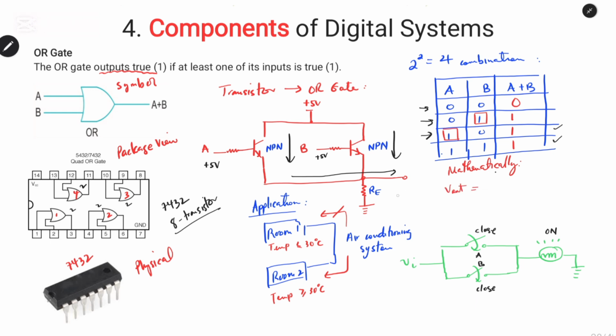V out is equal to input A plus input B. So this is binary arithmetic. It will be responsible for adding binary ones and 0. The only difference in binary is that 1 plus 1 will give you 1 and not 2, because the output can only have one of two states, 1 or 0. Therefore, the output will be 1.